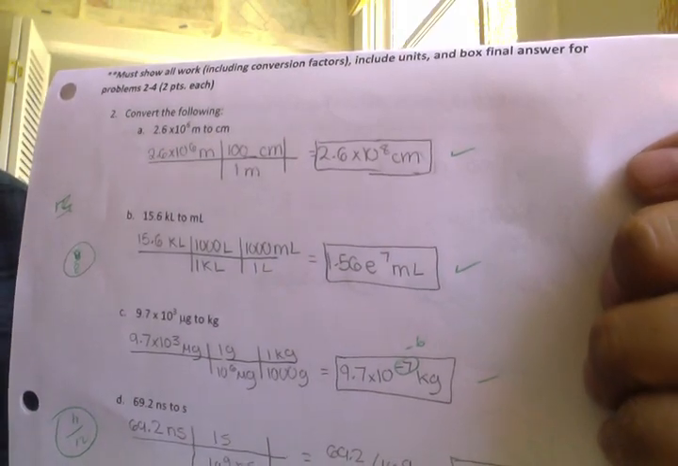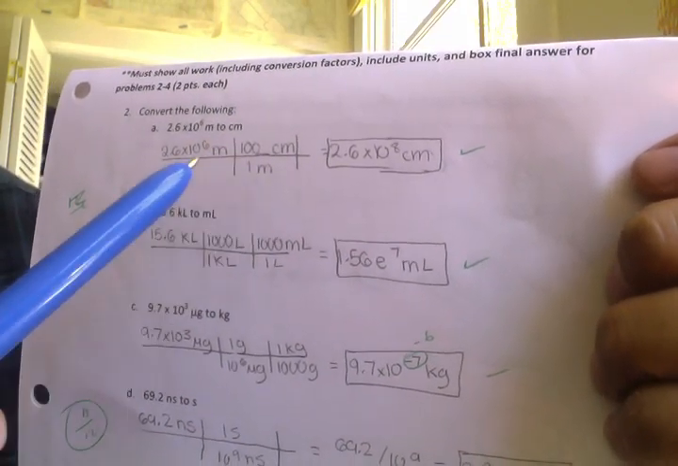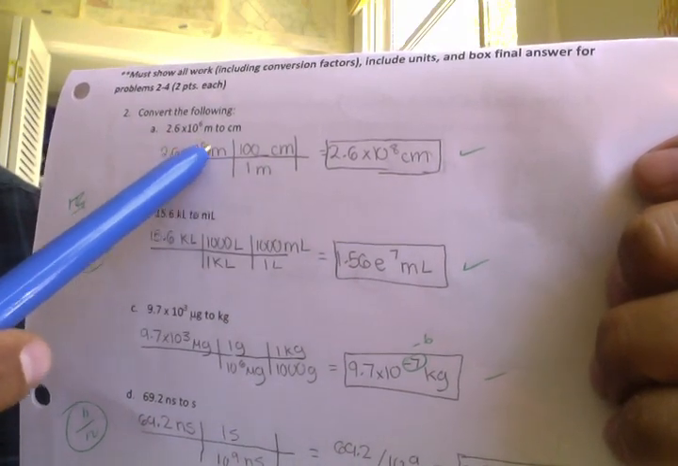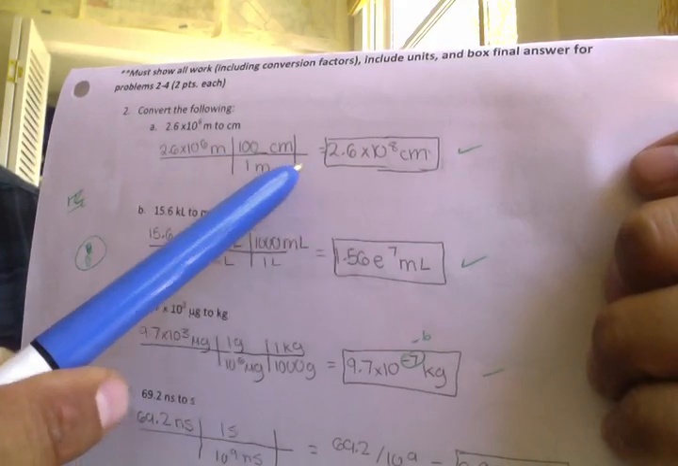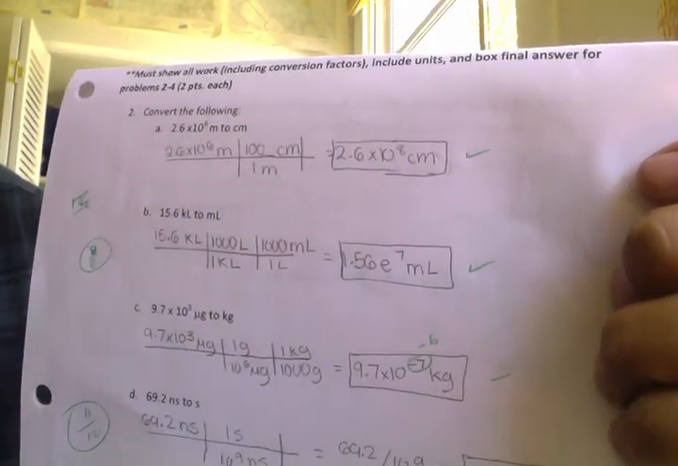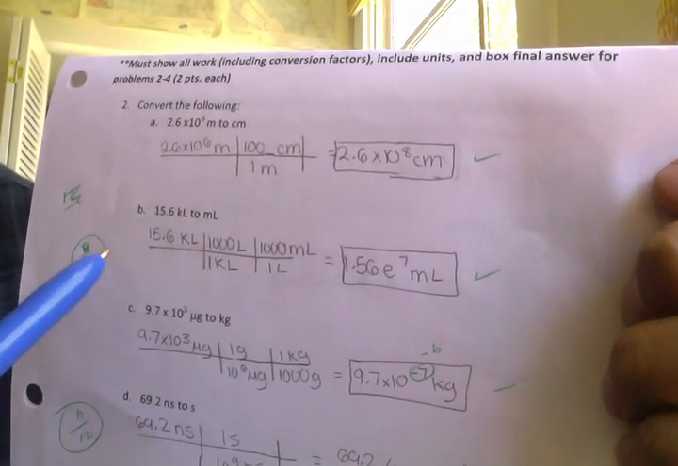The second part where most people get stuck is making sure the conversion factor is right. There's 100 centimeters in 1 meter. So you multiply this times this, so it's 100 times this, and it's 10 to the 6, and it's 2 more decimal places, so it's 2.6 times 10 to the 8 centimeters. Don't forget your units, okay, kids?